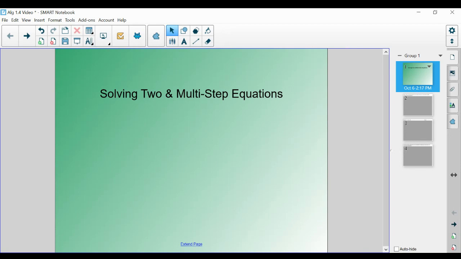So today we are going to be talking about how to solve two and multi-step equations. Previously, we discussed how to solve one-step equations by adding, subtracting, multiplying, and dividing. And now we're going to take it one step, or technically multi-steps further, by solving two and multi-step equations. So please have out your guided notes for sections 1.4 that correspond to this presentation. And let's begin.